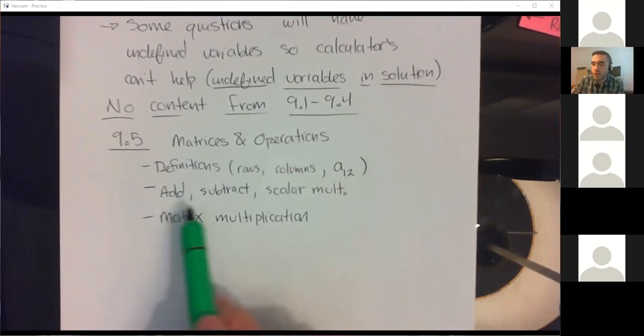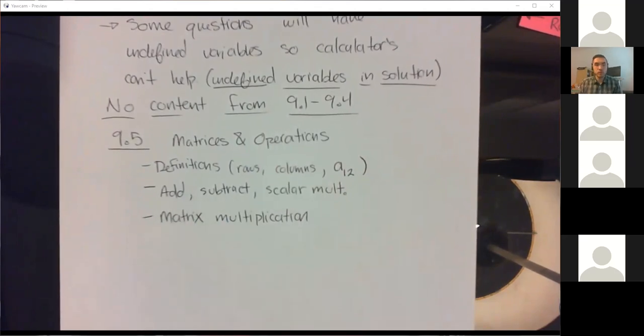And so when it comes to addition and subtraction, I think those are pretty straightforward. What's the big rule that we have to observe when it comes to matrix addition and subtraction? They have to have the exact same dimension. They have to be the exact same size, otherwise there's no operation. And then scalar multiplication is also pretty straightforward.